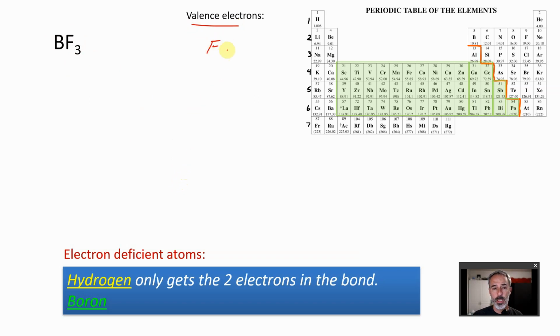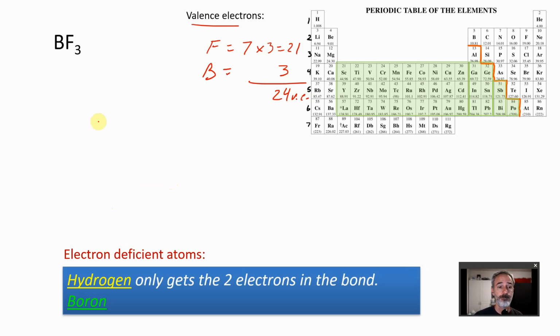All right, I have fluorine. Fluorine gets 7 valence electrons, right? 1, 2, 3, 4, 5, 6, 7. There are 3 of them. 7 times 3 is 21. So you see I didn't write it out that time. I don't most of the time because you understand the concept now. Boron, 1, 2, 3. Boron only gets 3 electrons, so that's a total of 24. Hey, that's a good number because it's even. Now maybe I added it up wrong and it was accidentally even, but it makes me feel good about it.